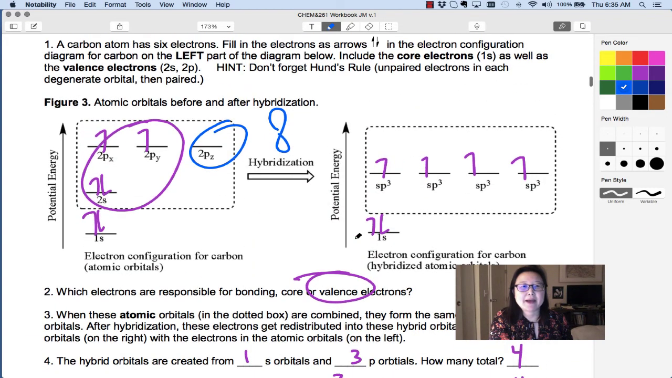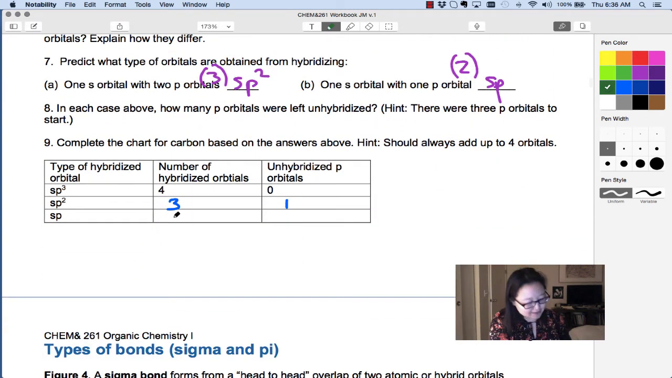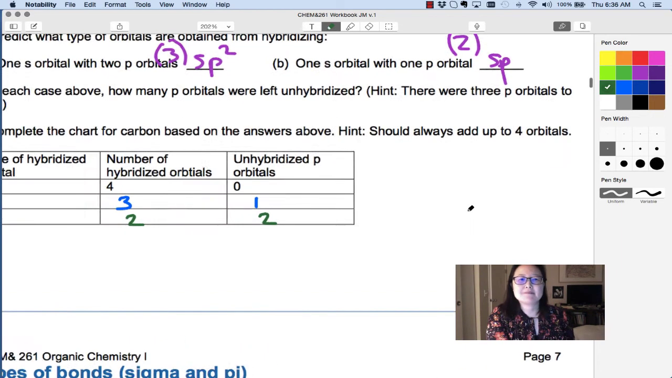And now thinking about the sp orbitals, let's try that. sp means we're mixing these two together. How many unhybridized p orbitals would I have now? I would have this one and this one. I would have 2 unhybridized p orbitals and 2 sp orbitals. So I'd still have 4 things coming in and 4 things going out, but only 2 would be hybridized. And so I'd have 2 unhybridized p orbitals. Okay?